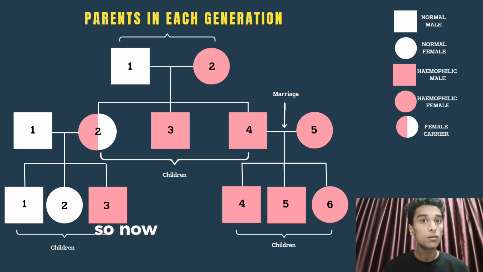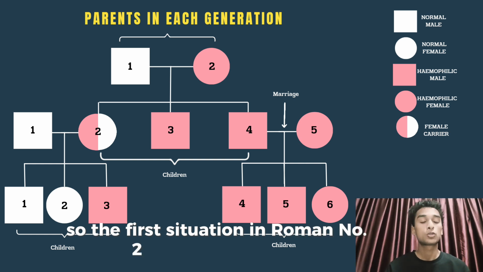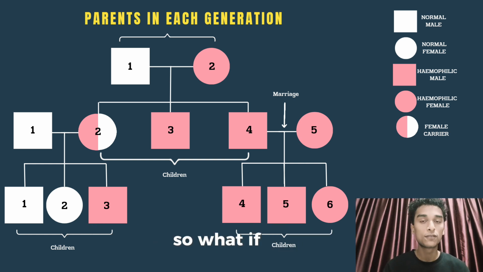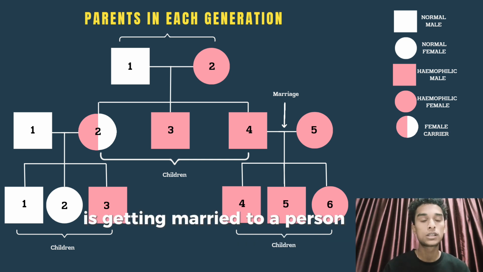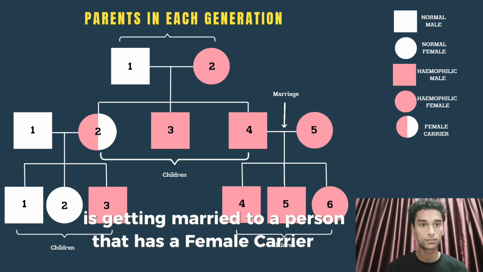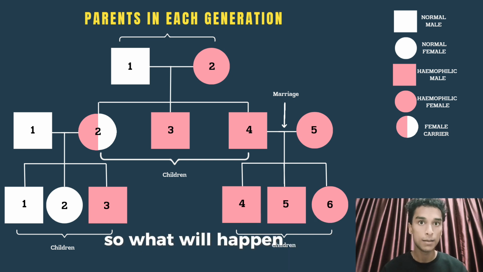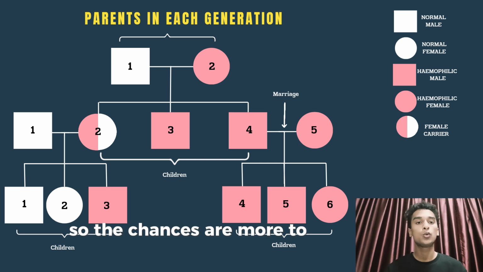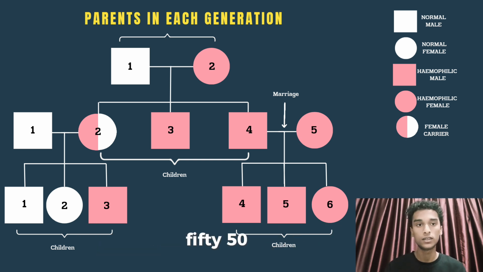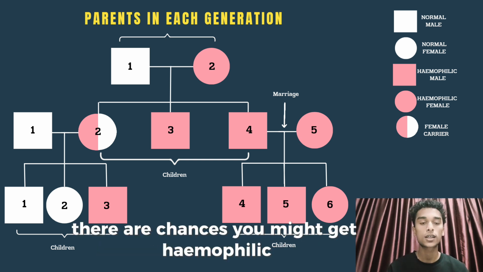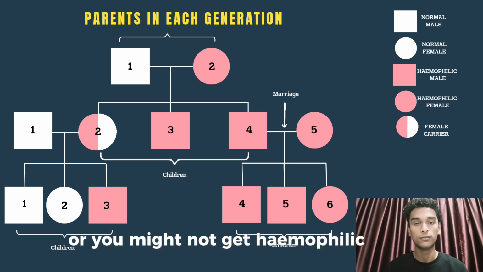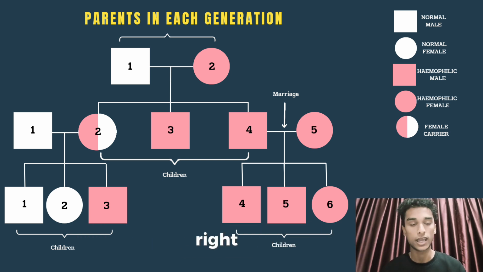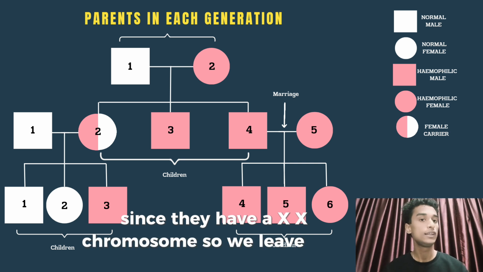So that is one situation. Now we have two situations. So the first situation, in Roman numeral 2: what if a normal male is getting married to a female carrier of hemophilia? What will happen then? The chances are more like 50-50. You understand that 50-50? There are chances you might get hemophilia or you might not. Obviously the female won't be affected, right, since they have XX chromosomes. So we leave that, that's an easy one.